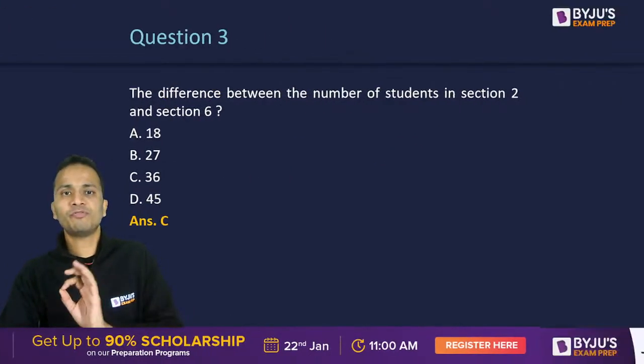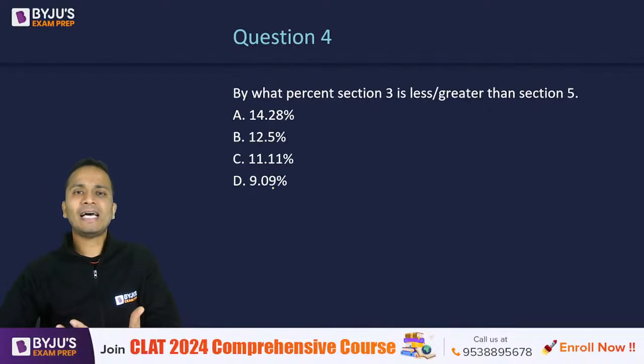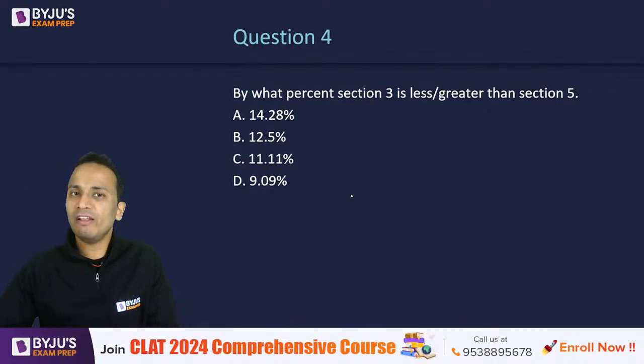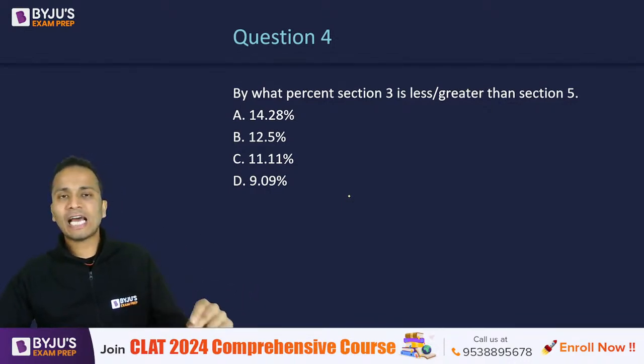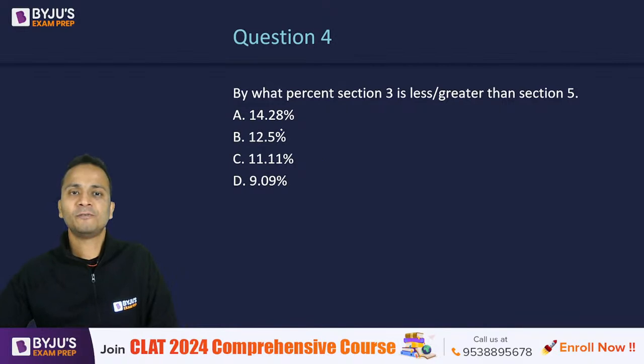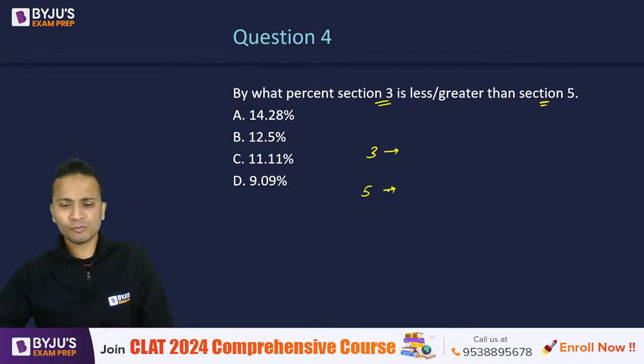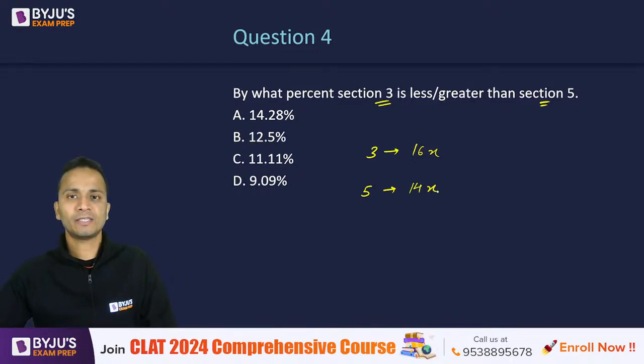Next question, question number 4. Now the questions have very low relevance if you have already calculated the actual numbers. Questions can be done in a matter of 10 seconds each. Next is, by what percentage is section 3 less than section 5? So section 3 and section 5, first of all let me write the number of students. Section 3 is 16x and section 5 is 14x, right? Also writing their numbers, 32 and 28.